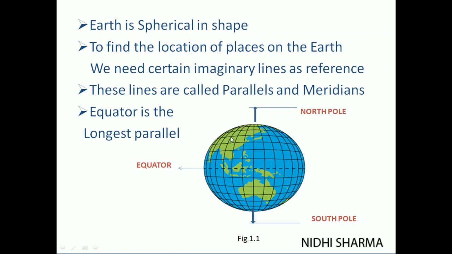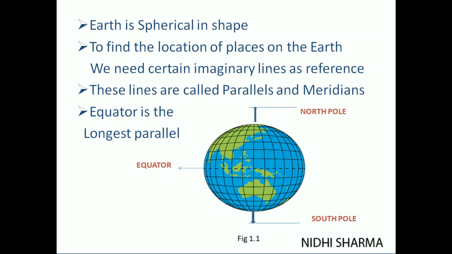It is the imaginary line that passes through the center, the north pole and the south pole of the earth. Let us see with the help of the figure. Can you see this line in the center? The topmost point is north pole and the end point at the bottom is the south pole.